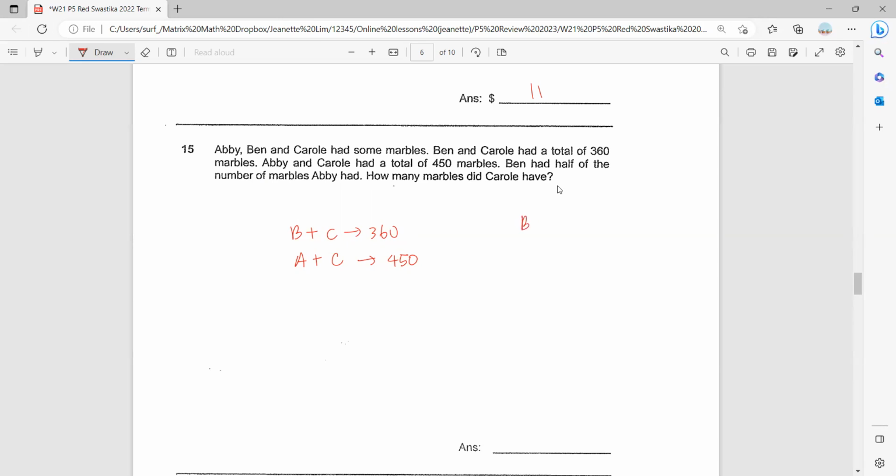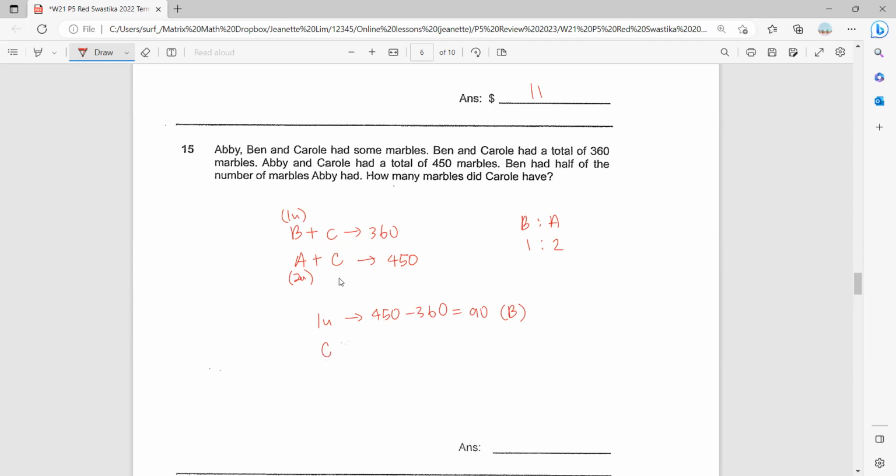Okay, Ben is half of Abby. What is the ratio? Ben will be 1, Abby will be twice, so 2. Which means that this is 1U, this is 2U. If we were to find the difference between 1U plus C and 2U plus C, I will get the difference of 1 unit. Okay, so 1 unit is 450 minus 360, which is 90. And this 90 is B.